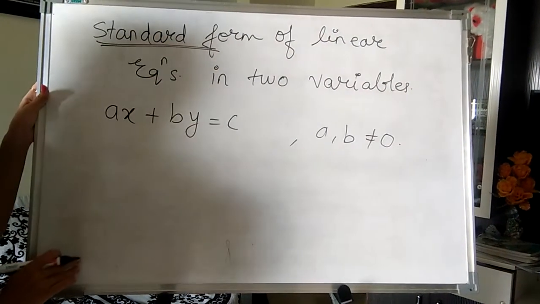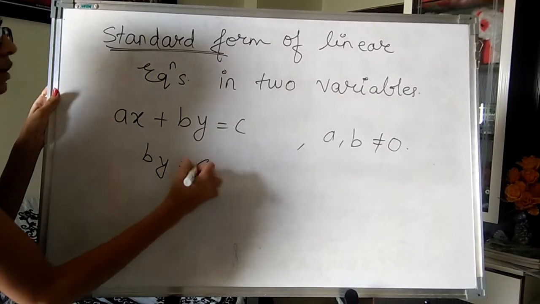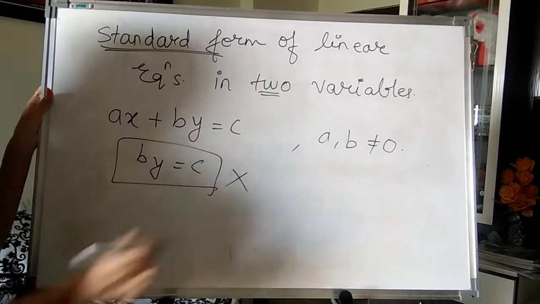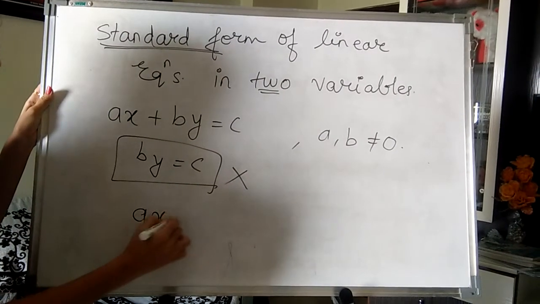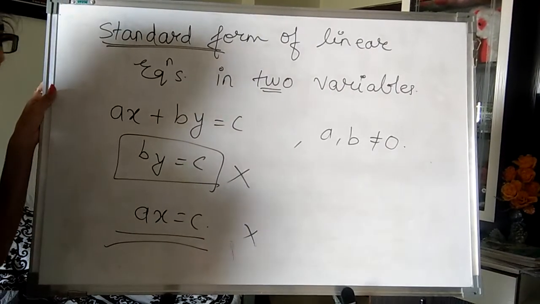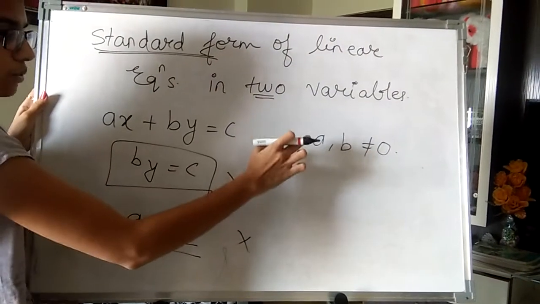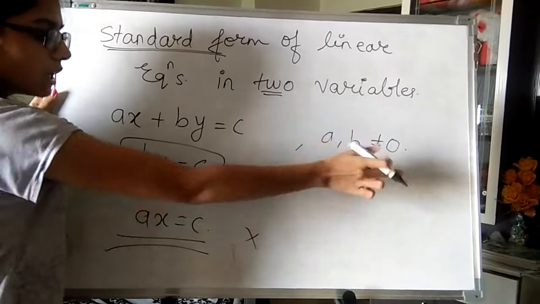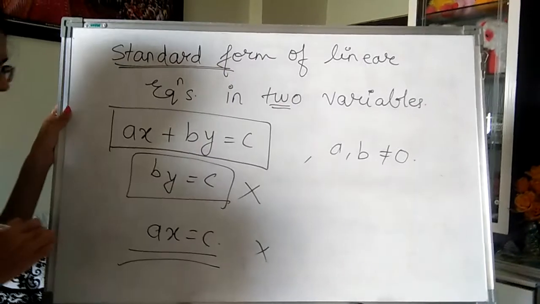Now why can a and b not be 0? Because if a becomes 0, then what will be the equation? by is equal to c only. And is this a linear equation in two variables? No. Again, if b is 0, then what will happen? Only ax is equal to c. And even this equation is not in two variables. So that is why this condition is necessary for the standard form of linear equation in two variables, that ax plus by is equal to c is the standard form, where a and b cannot be 0. So remember this standard form of linear equation in two variables.